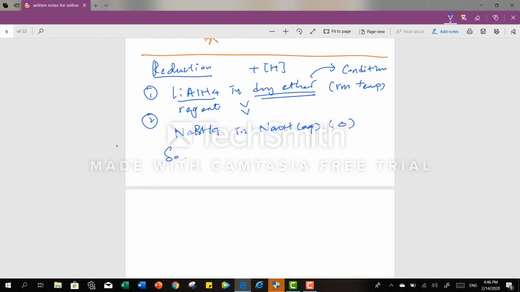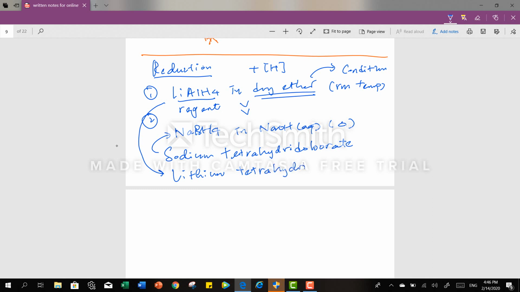And this one is called sodium tetrahydroborate. The name is very similar to the lithium one. And this one, do you remember its name? Lithium tetrahydroaluminate. Now then you may wonder, why do we have two reducing agents?